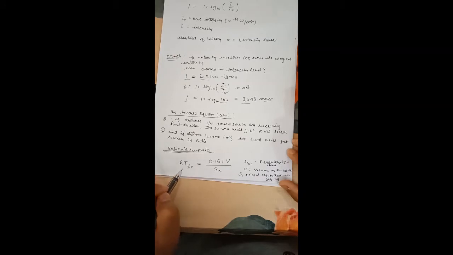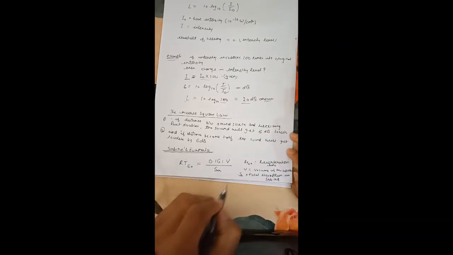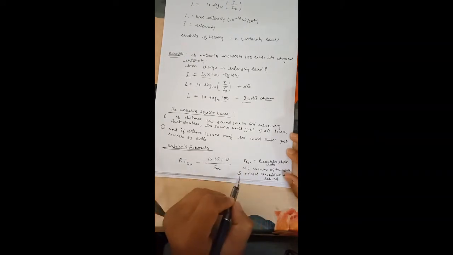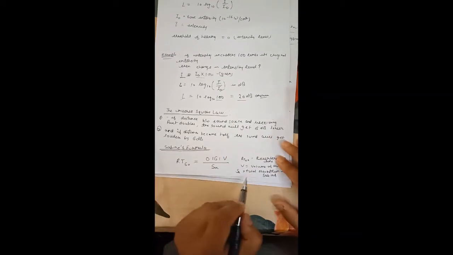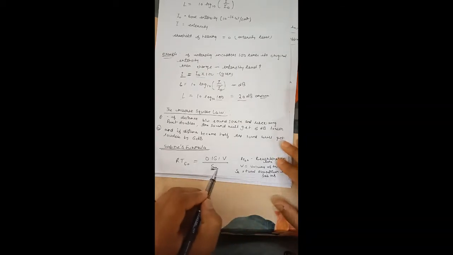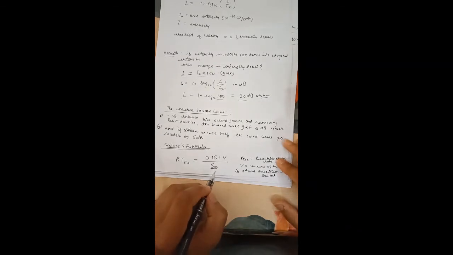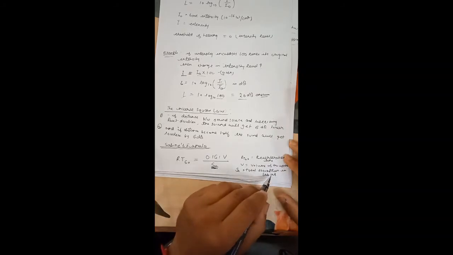Then we use Sabine's formula: RT60, reverberation time, is equal to 0.161 V over total absorption in Sabins. This is the formula we will use in numericals. Here, this is the total absorption in Sabins. In a room there will be many surfaces, and the surface absorption coefficient will be given. So we will calculate the absorption coefficient times area, and then we will find the total absorption in Sabins.